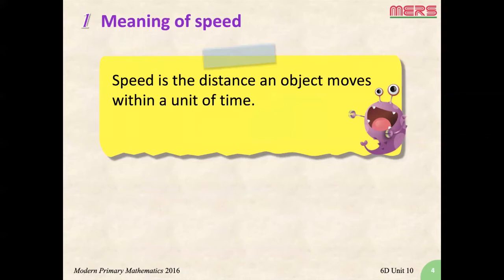So what is the meaning of speed? Speed is the distance an object moves within a unit of time. Speed means the distance an object moves within a unit of time.